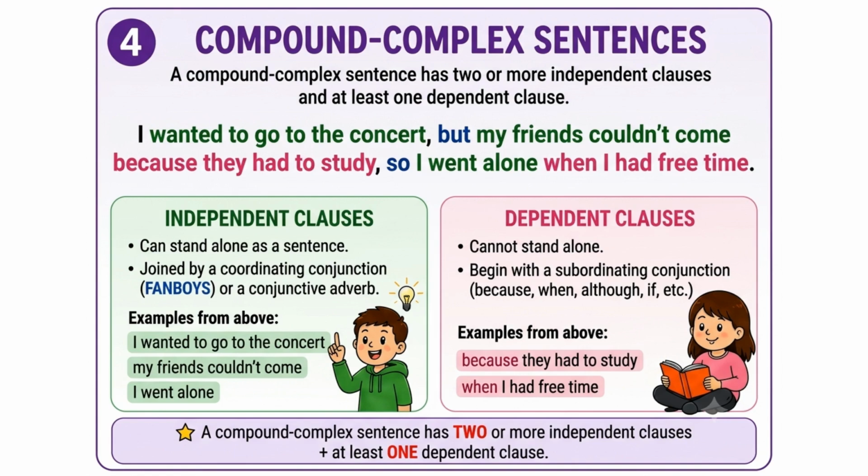Let's break it down. I wanted to go to the concert is an independent clause. My friends couldn't come is another independent clause. Because they had to study is a dependent adverb clause, because it explains why my friends couldn't come. And I went alone is another independent clause. Finally, when I had free time is another dependent adverb clause because it tells us when I went alone. So we have multiple independent clauses plus dependent clauses. That makes it a compound complex sentence.